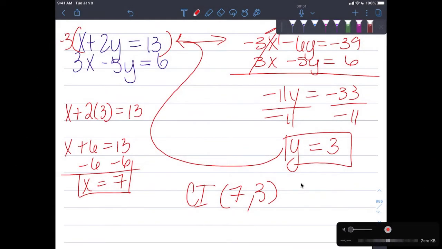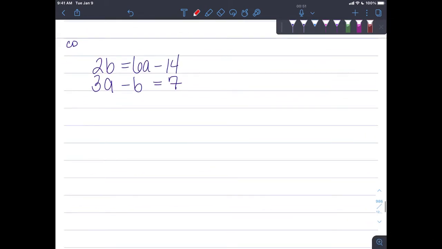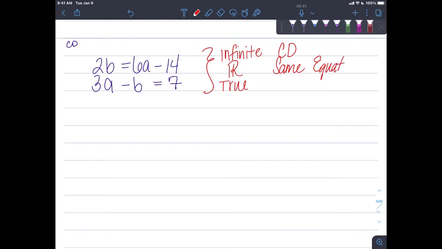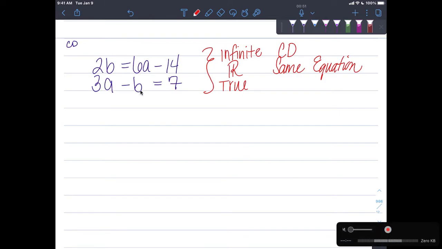And I got the same exact answer, which means I got this one correct. Now, what about those consistent dependent? Well, these are those guys that have infinite solutions, all real numbers, true, consistent dependent. And they're also, if we were to just look at them, the same exact equation, meaning they touch at every single point. So I'm looking at this and I'm saying, all right, what can I possibly do with this?